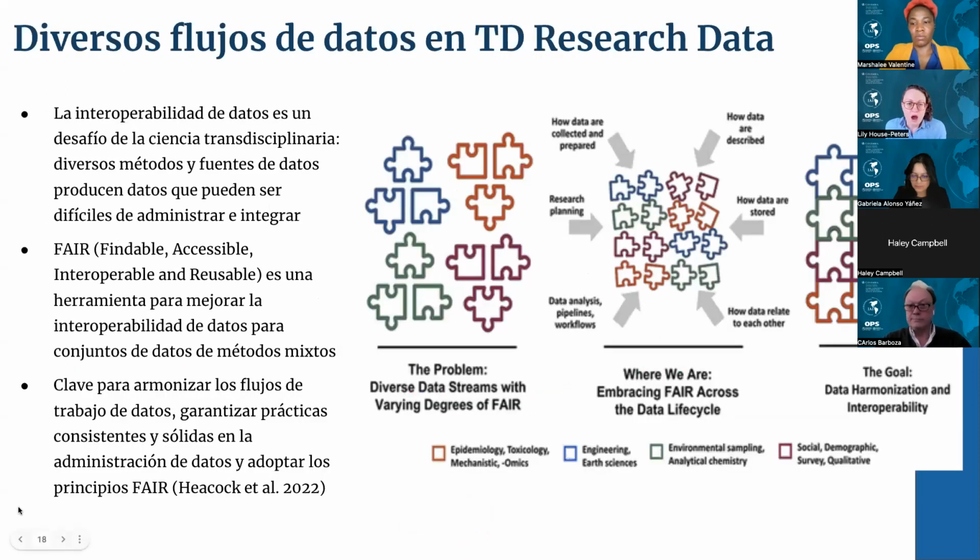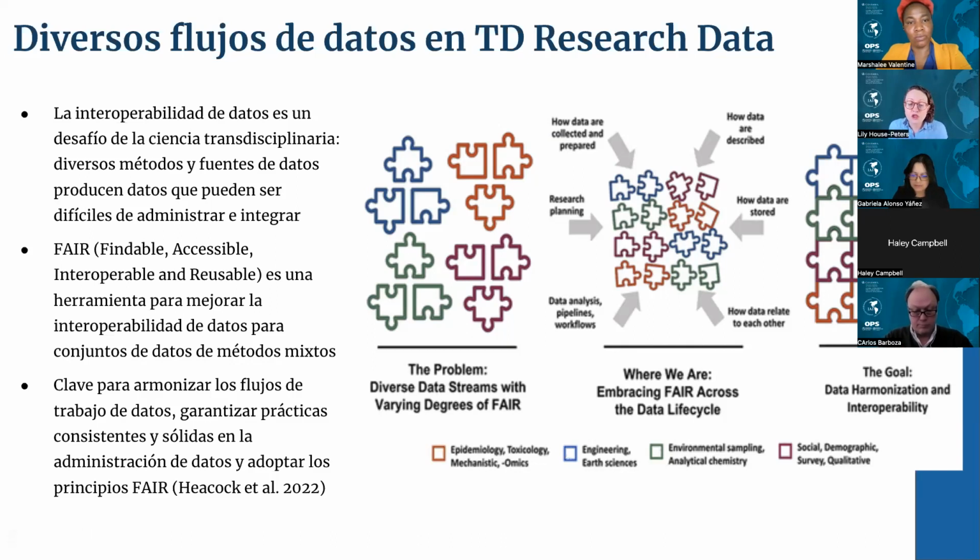Okay, so I also want to introduce one way of thinking about, or a good system for starting to understand, how we work with diverse data streams in transdisciplinary research. One of the issues we get is that as we have more and more disciplines working together, we have more and more diverse types of data. And the interoperability of the data is another great challenge in transdisciplinary science.